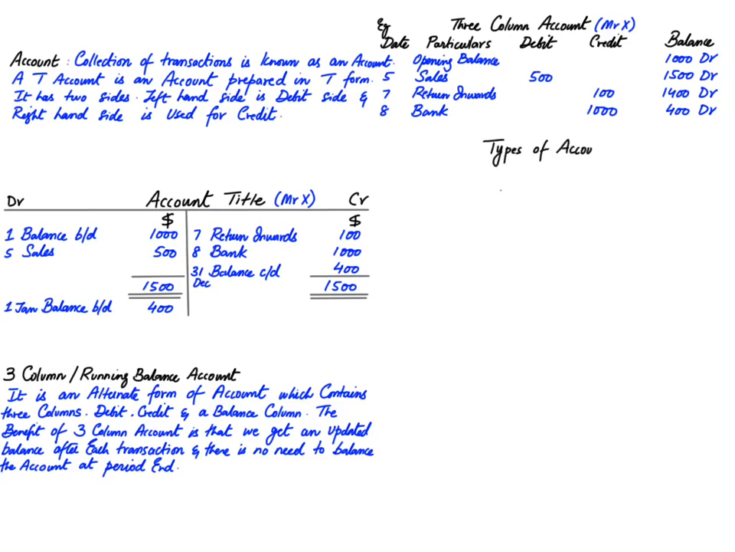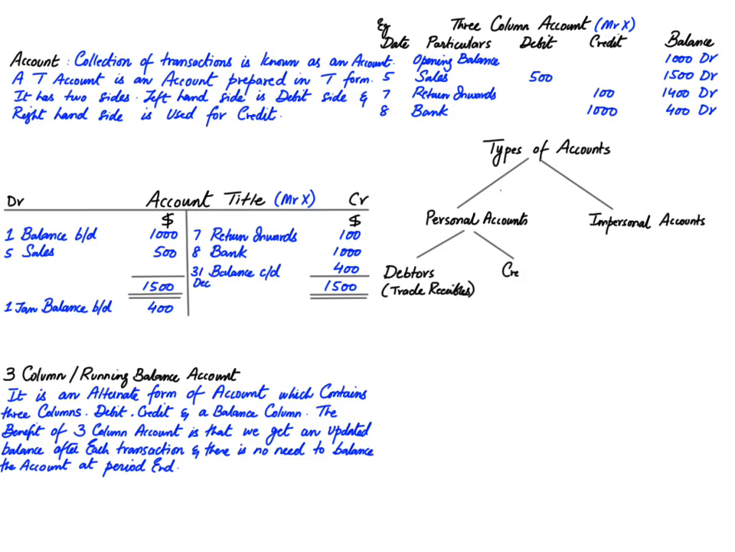Now let's move further. There are types of accounts. There are basically 2 types of accounts. One is personal accounts and one is impersonal accounts. Personal accounts are ones that belong to some person or individual or company. There are 2 categories of personal accounts, one for debtors and one for creditors. Debtors are also known as trade receivables and creditors are also known as trade payables.